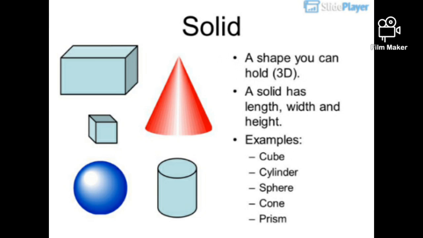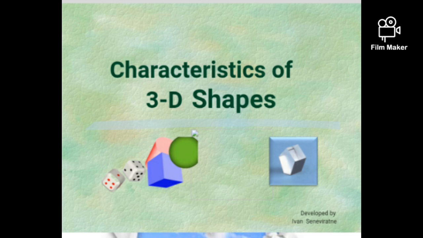Basically all you should know here about three-dimensional shapes is that they are all solid because they are heavy and you can carry them, and they occupy space. So they are all what? Solid with length, width, and height. Examples of three-dimensional shapes include the cube, the cylinder, the sphere, the cone, and the prism.